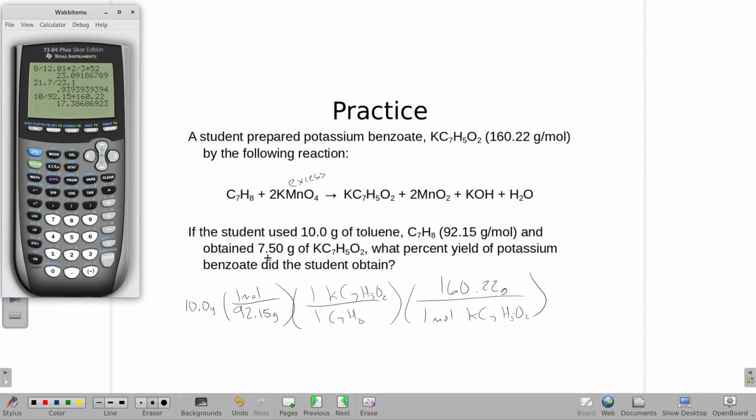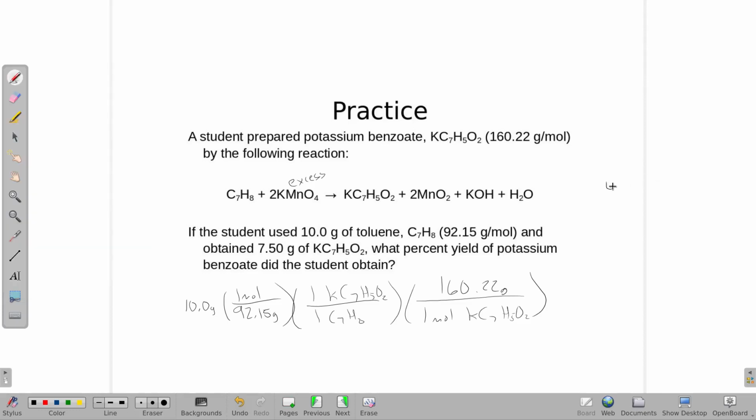Look how little we got by comparison. This is going to be a terrible percent yield. So 7.5 divided by that theoretical yield and then multiplied by 100, this is only a 43.1% yield.